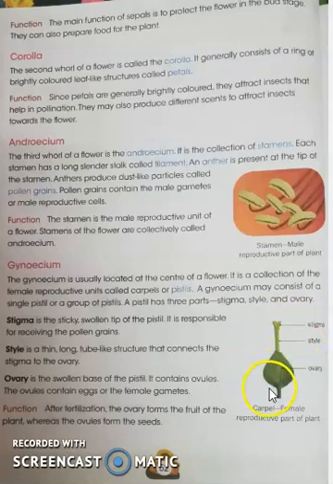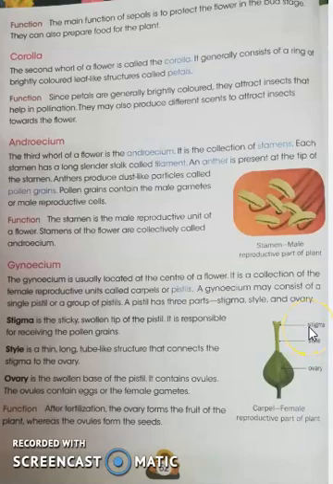The pistil has three parts. Here, the green part which you can see is the pistil. This pistil is divided further into three parts: stigma, style and ovary.